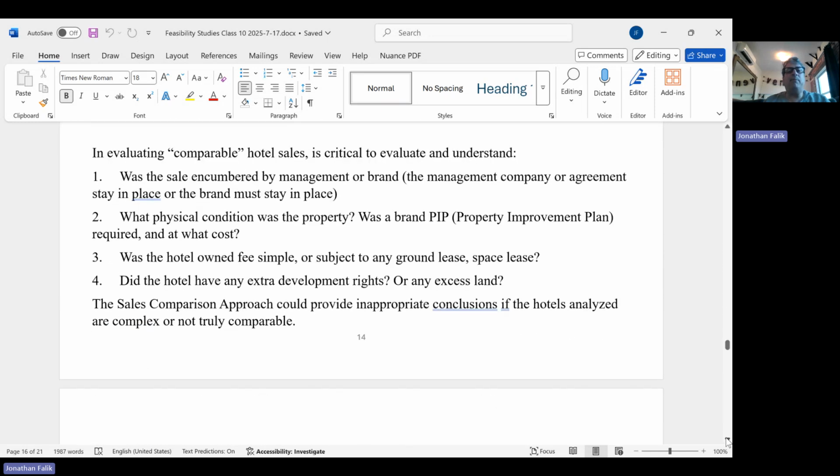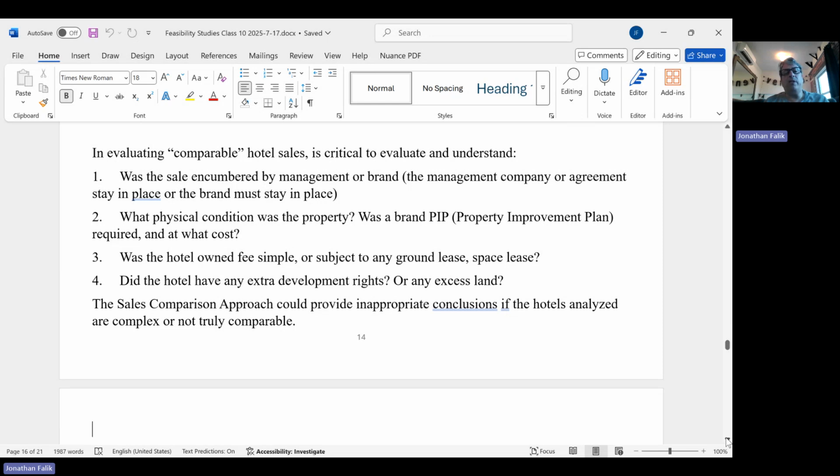Again, in looking at comparable sales, you want to understand, was the sale encumbered by management or brand? Meaning, do any of those agreements have to stay in place? What physical condition was the property in? Is there a brand PIP? Meaning, how much capital do you have to spend to improve the property to brand standards?